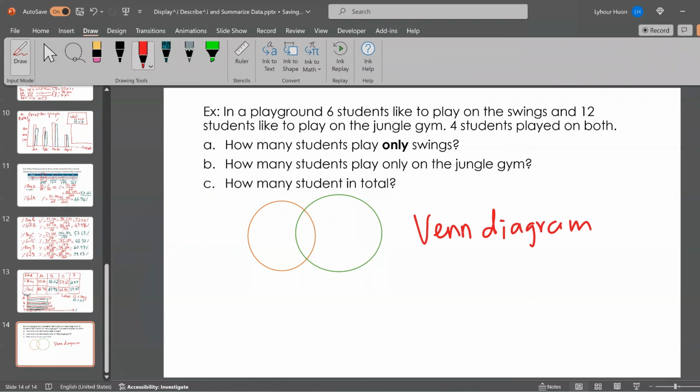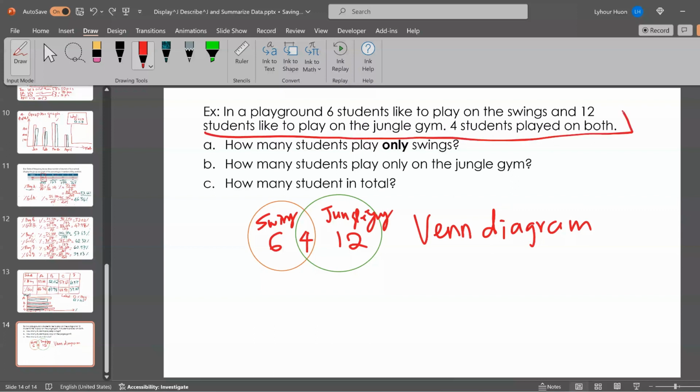So in these Venn diagrams, since we have the overlap between these two, let's say this orange is the number of students who play on the swing, which total is 6, and the jungle gym is the green, which is 12. And that 12 also includes those who play both, which is 4. So both is where they intersect, here, which has 4. To display this data, we need to use a Venn diagram. We cannot use the bar graph or the pie chart. What we should use is a Venn diagram.